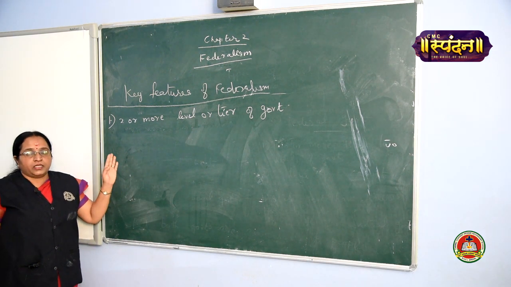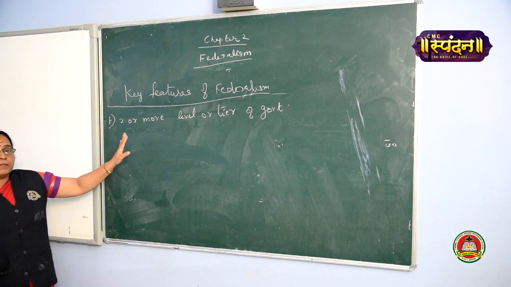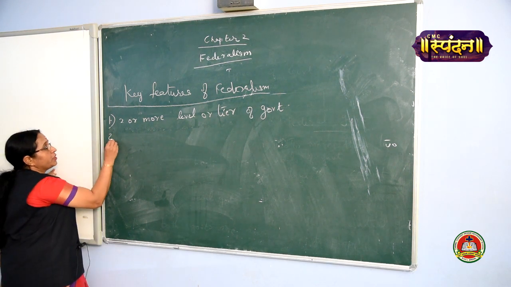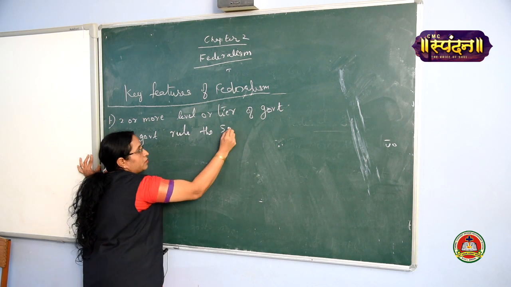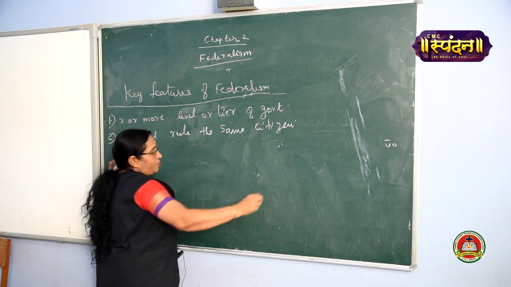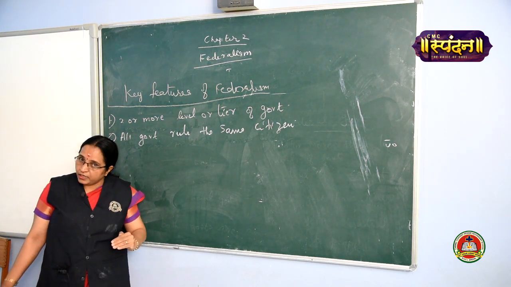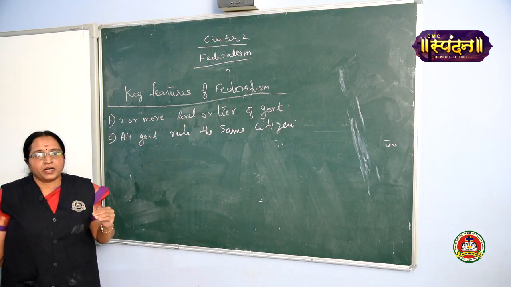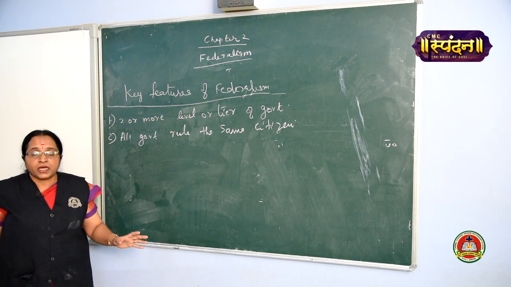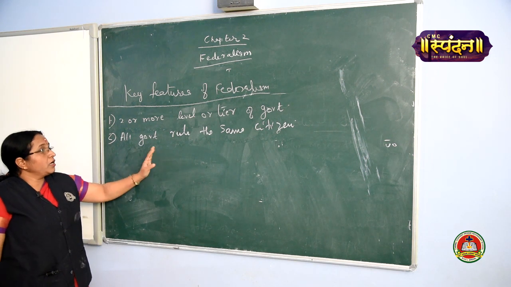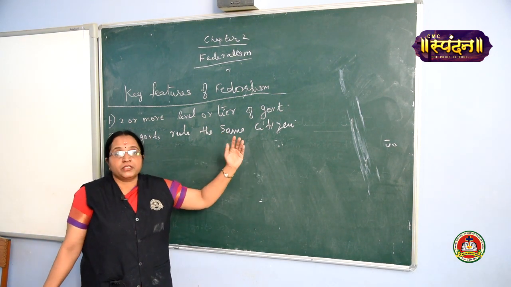In India, there is a central government, a state government, and a local government, isn't it? The peculiarity is that all levels of government rule the same citizen. How will you explain this point? You are ruled by the central government, the government of India, am I right? Then we are ruled by the state government, our Madhya Pradesh government. Then we are again ruled by the municipal corporation, the local government. So all the governments rule the same citizen. The citizens are the same, but the levels of government are different.